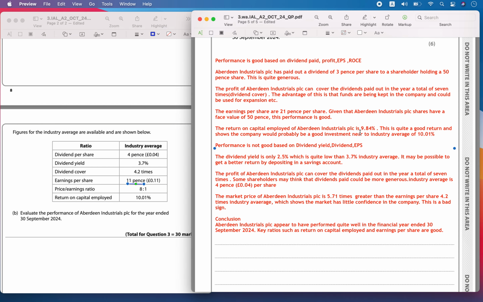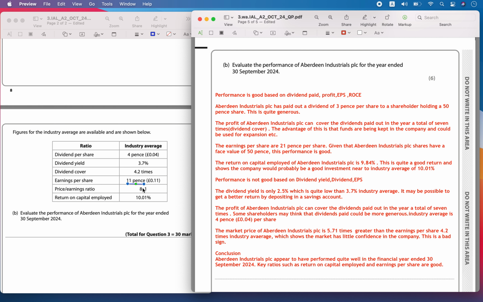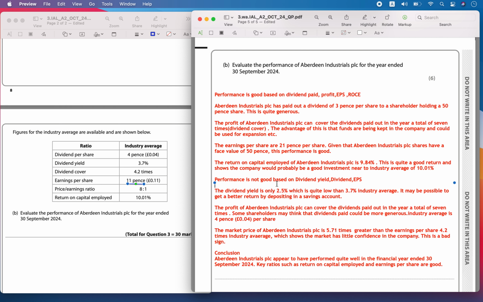Then return on capital employed was 9.84 percent, which we had calculated in the last question. This is quite a good return and shows the company would probably be a good investment, near to the industry average of 10.01. So we can say that if some factors are nearer to the average, it is very good. Some things are not good, because the dividend yield was only 2.5 percent, whereas the industry was 3.7 percent. So it may be possible to get a better return by depositing in a savings bank account.